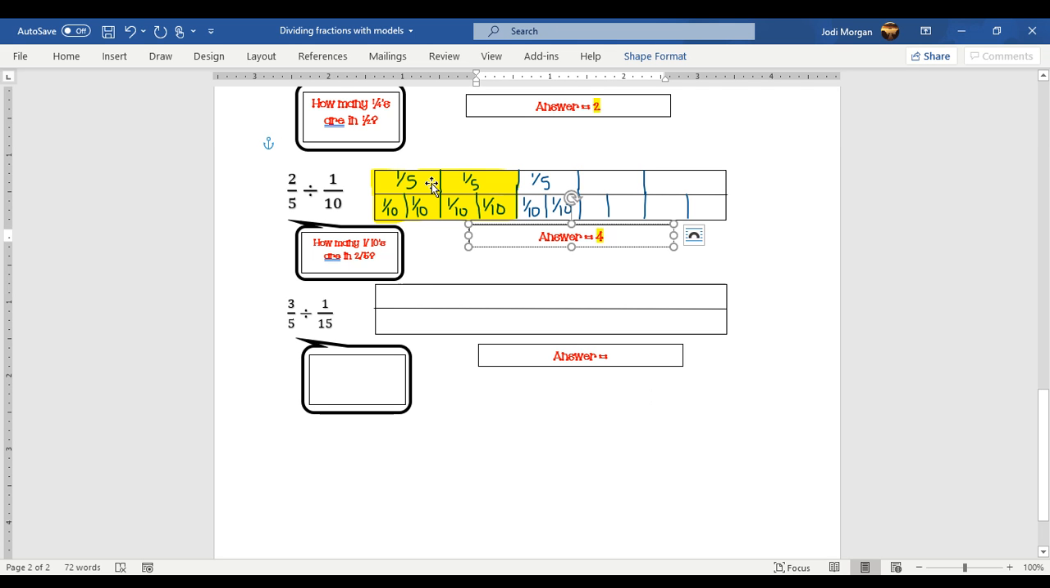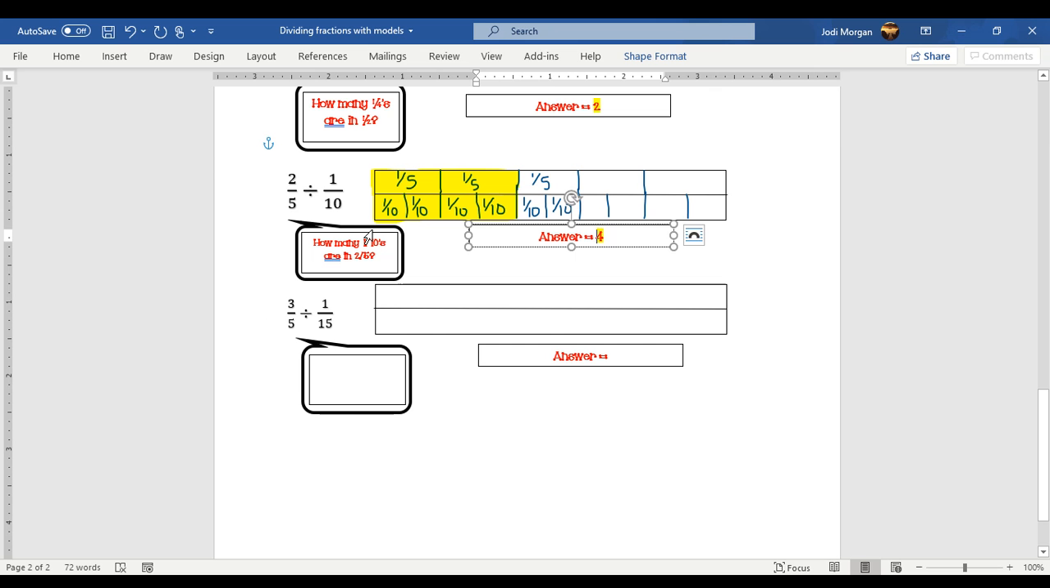Up here on this problem we just did, you know how we split this one long rod into 5 pieces to get fifths? Then we halved it. We split it into 2 underneath that to get 10. Well, isn't 5 times 2 10? Yeah. So we can use a trick similar to that down here. I'll show you in just a second. So let's start with a problem. It reads 3/5 divided by 1/15.